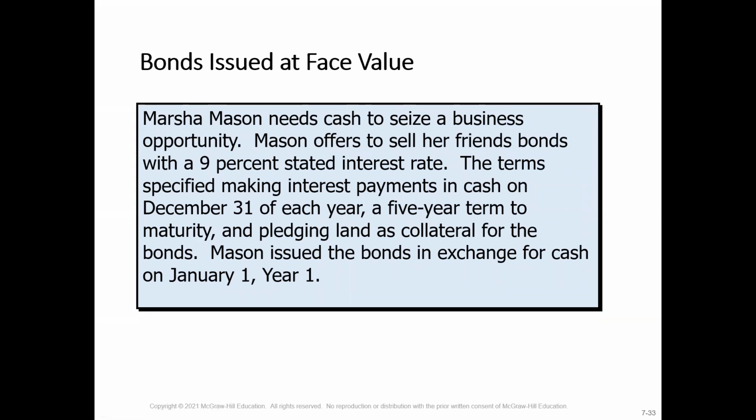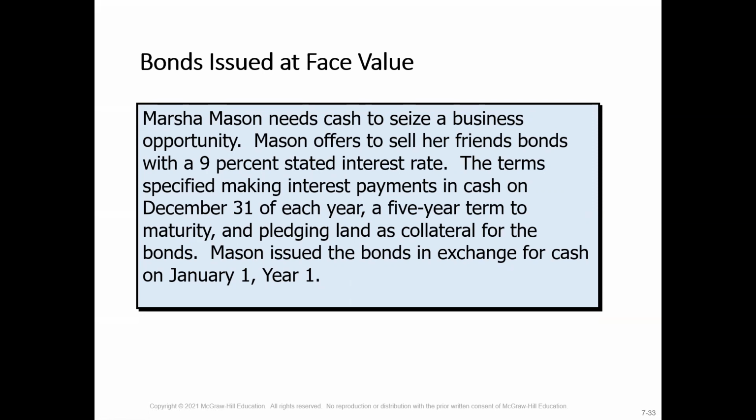So bonds can be issued at what's called face value, for a premium, or for a discount. And we'll get into each of those topics separately, and why a bond would be issued either at face value, at a premium, or at a discount.